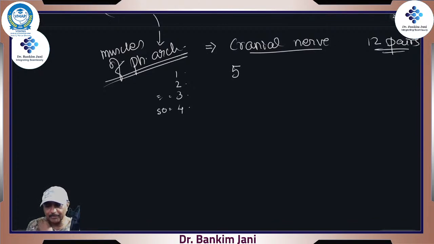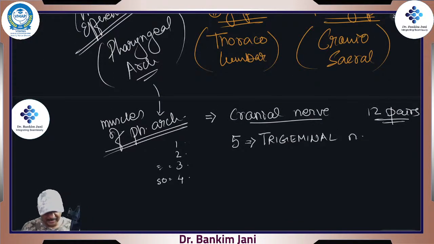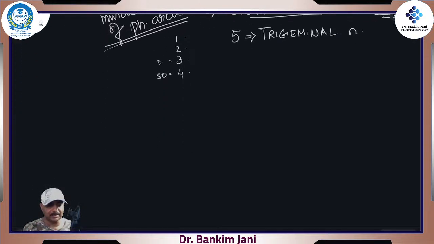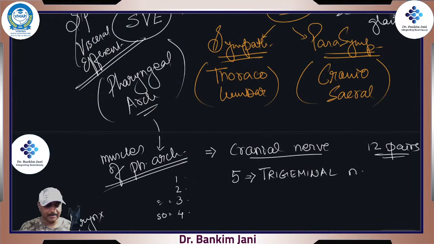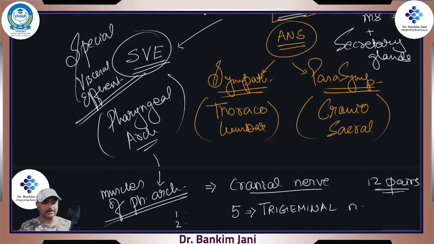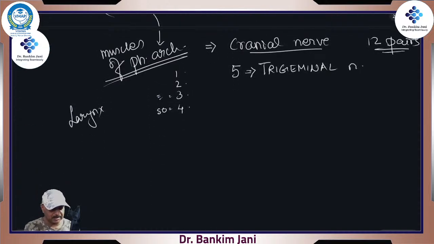Number five, this is trigeminal. So this trigeminal nerve, cranial nerve number five, will be carrying those fibers which are for the muscles of the pharyngeal arch. Let's make this still easier, what pharyngeal arch is. Basically, pharyngeal arch muscles are for your larynx. When you speak, your speech is a very higher order thing, right? So that's why it has got special nuclei, and a special section, the special visceral efferent. It is not like moving the biceps and triceps. No, when we are talking, it is a very higher level of function. So the muscles of larynx, muscles of pharynx, these are all very high level of function.